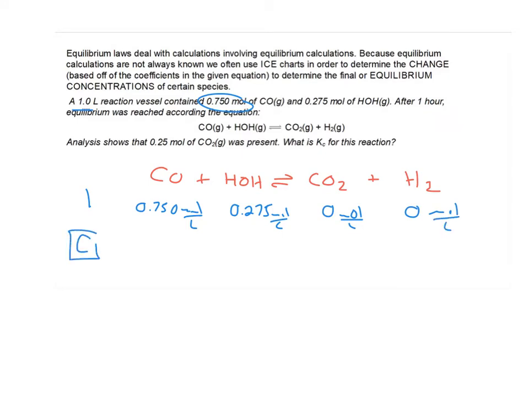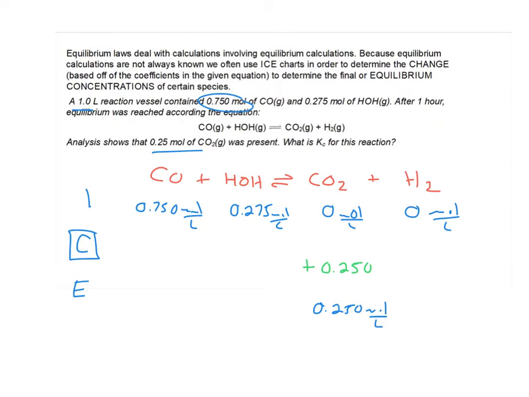Now this change is the most important step, and it's the reason why we use this ICE chart. Now we do have something given to us in the equilibrium concentration. We know our concentration of CO2 at equilibrium is 0.25 moles in a 1 liter container. So that's 0.250 moles per liter. So that's what we know initially. Now we need to start working in this change row. And one thing we can see right away is my concentration of CO2 goes up by 0.250 moles per liter.